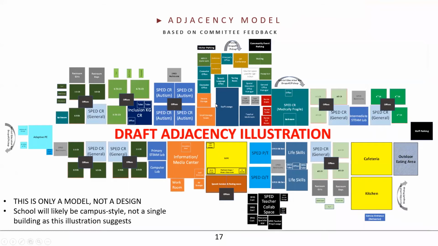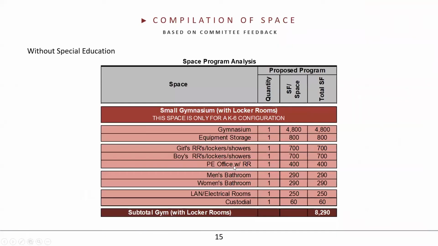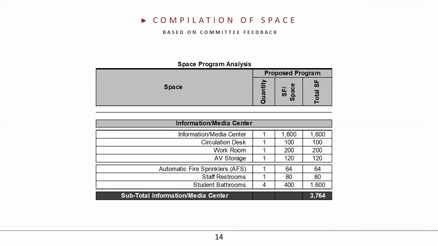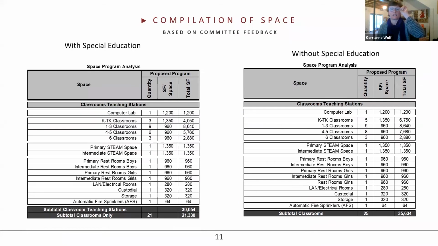Can I ask what the total number of custodial rooms will be for the facilities? There's one on the bottom of this, but is that the only one if we don't have a gym? No, there's one in every section of the program. Okay.